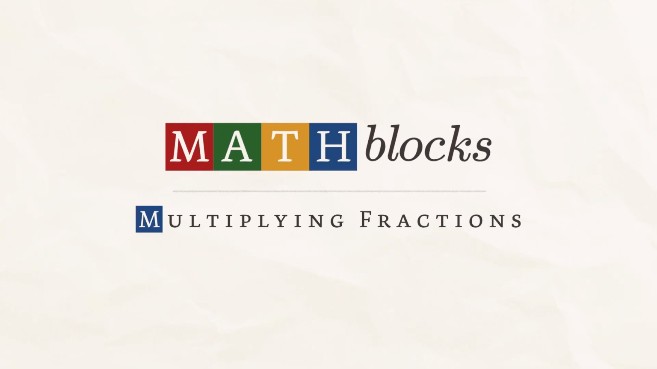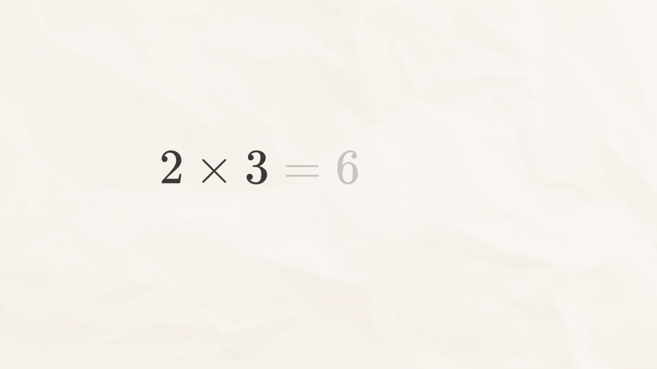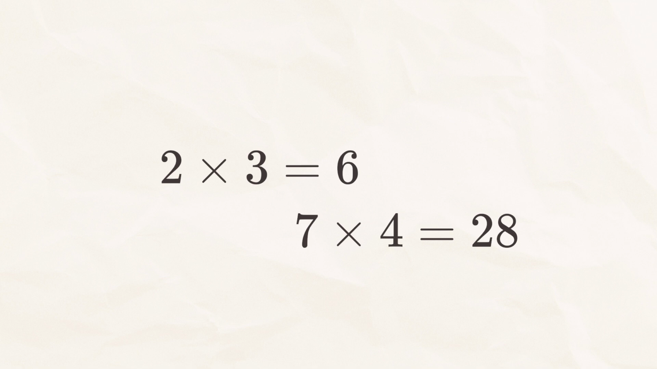Multiplying fractions. To many people, it might not be clear what something like 2/3 multiplied by 1/4 means. So, before we talk about multiplying fractions, let's think a bit about multiplication itself. Normally, we think of multiplication as involving whole numbers. You are trying to solve problems like 2 times 3, which equals 6, or 7 times 4, which is 28.